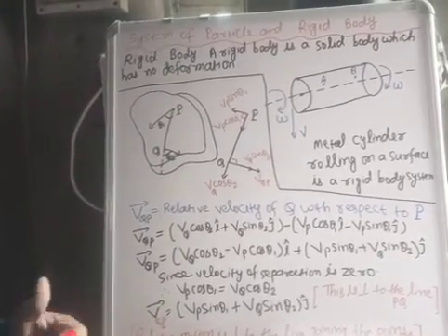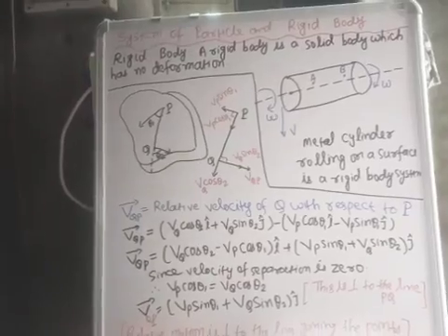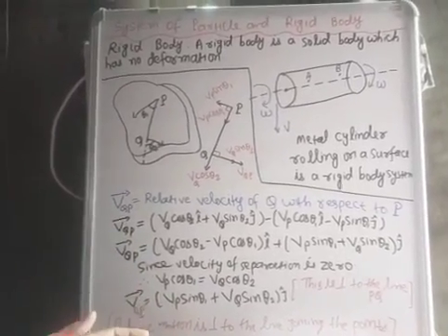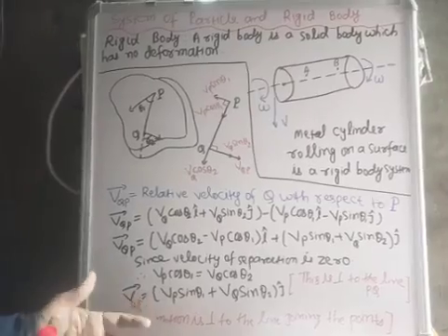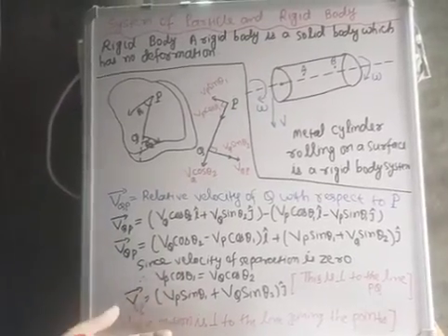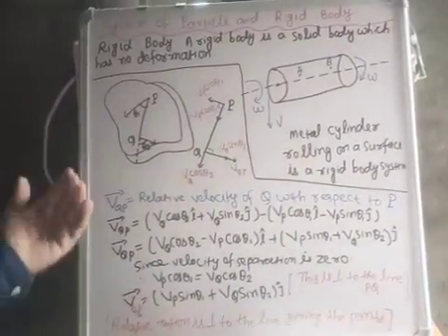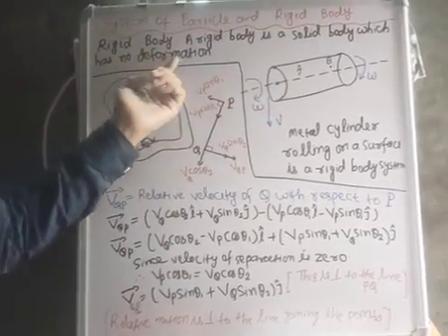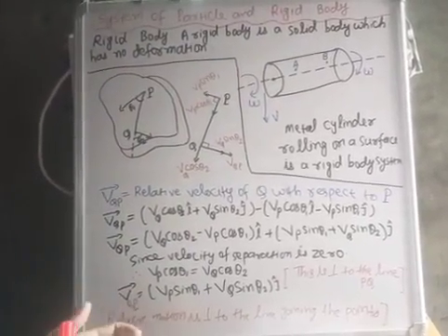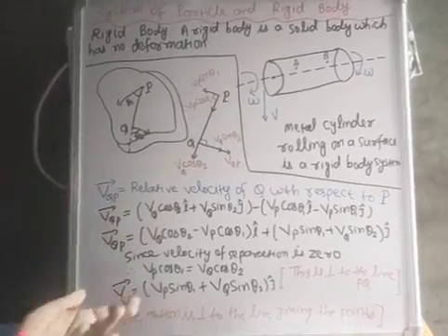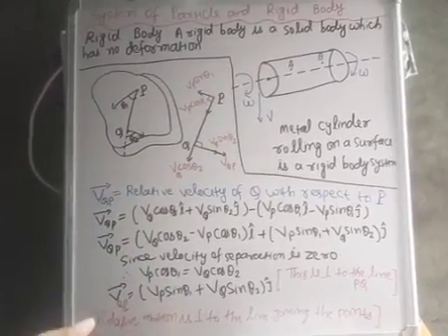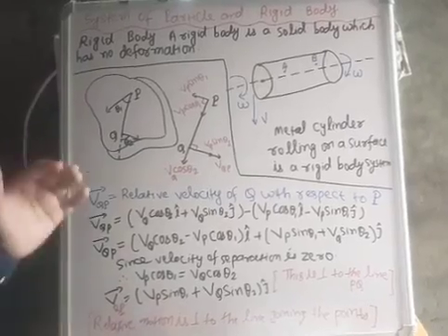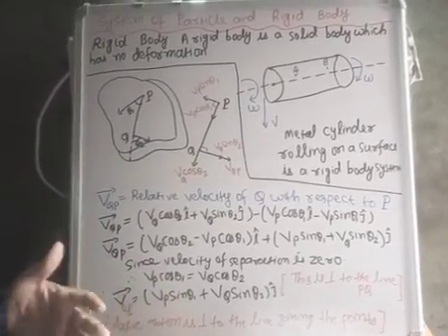So we have to understand what is a rigid body. We already know that a solid cannot be deformed on applying external force. So we can say that a rigid body is a solid body which has no deformation. It means if we apply external force on the rigid body, then we cannot deform that body. Such types of bodies are called rigid bodies.